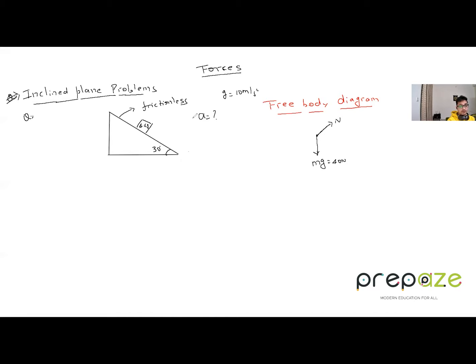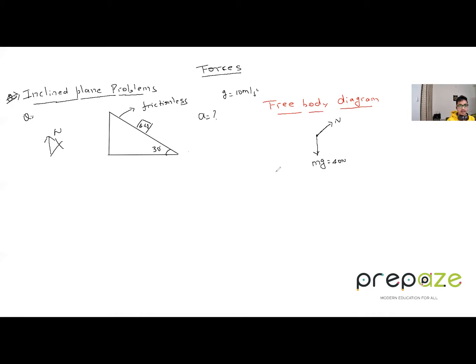It is not upward. Normal reaction force is not like this. That is incorrect. I told you when we were discussing the forces, it is always perpendicular to the contact surface. So this is the situation over here now. Are there any other forces? No, there are no other forces being exerted. So these are the only two forces on the 4 kg box.